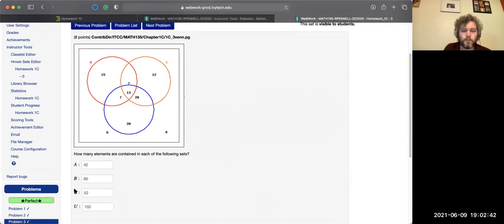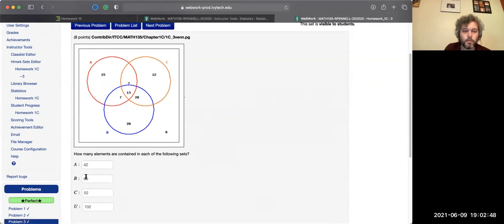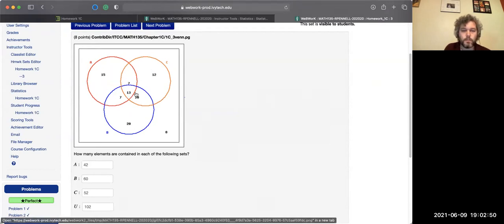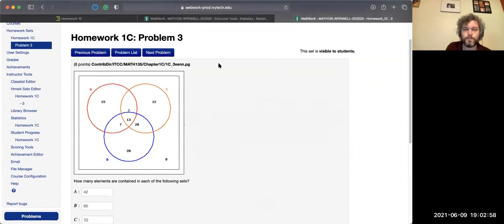But for these, you just need to add them together. So if you have A, you just need to add these numbers together. B, same thing, add them up. C, add them up, and then add up all of the numbers to find the universe. So hopefully that won't be too challenging.